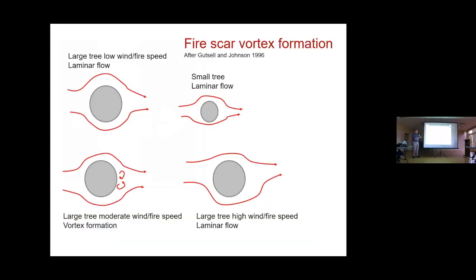So here's flow of fires around trees. If fire is moving really fast, it'll go in laminar flow and not form the vortex. For a fire that is being blown by a really high wind and moving really fast, it'll do laminar flow around a small tree. It's only when you have pretty big trees, medium or large, and it's moving at a medium speed, that it will form those vortexes and make a scar. And that obviously is a very common situation, because we have a lot of fire-scarred trees here.